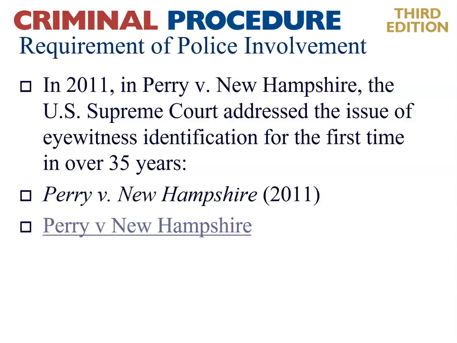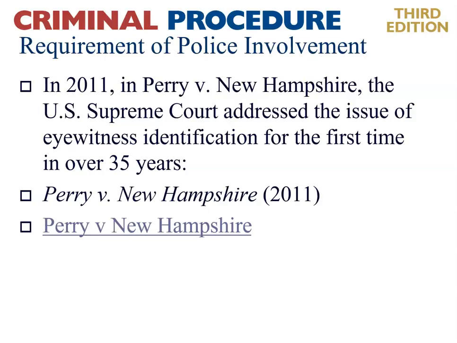Another case really quick to talk about is Perry versus New Hampshire. In 2011, in Perry versus New Hampshire, the U.S. Supreme Court addressed the issue of eyewitness identification for the first time in several years, because we haven't really looked at some of these in a long time, and some of these other cases have come about.